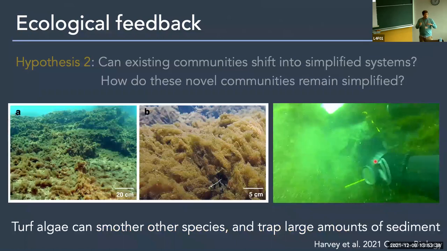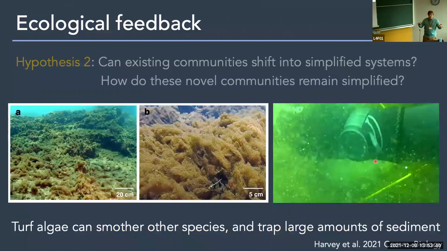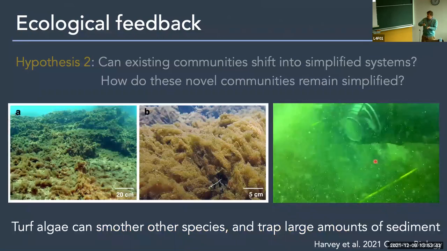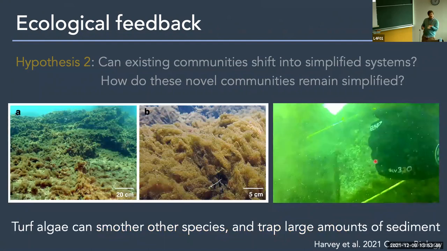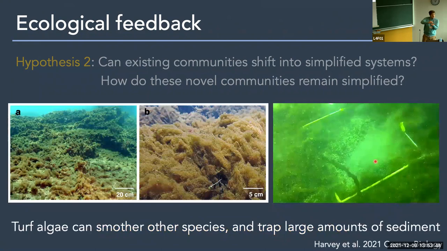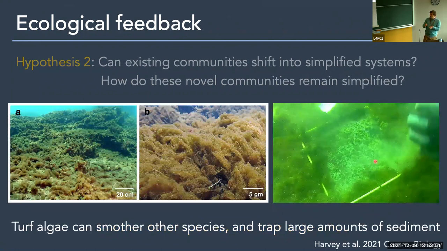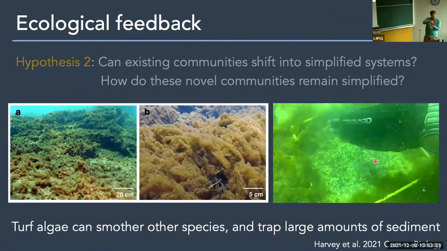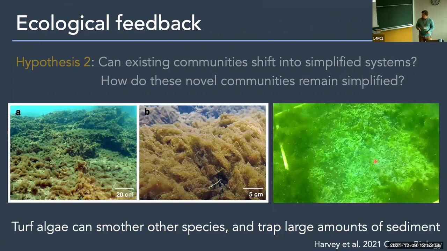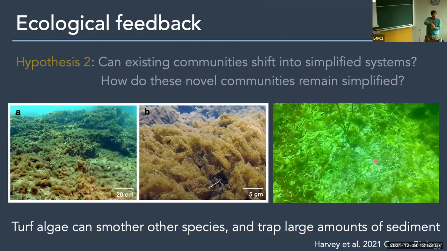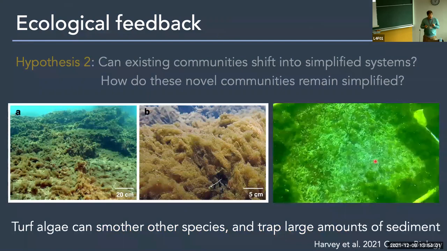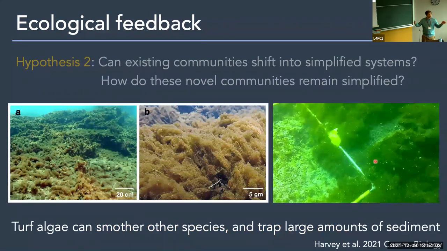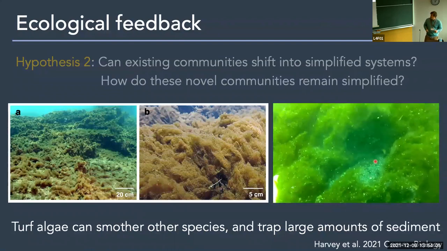And so normally what happens is this is a rocky reef, and so you have all the organisms, they want to settle on that rock. But if between the place they want to settle, there's a thick layer of sand and a thick layer of turf algae, you're going to have a real impact on those. And so as well as smothering any existing species, we hypothesize that it might impact those that are trying to settle or trying to recruit into the system.